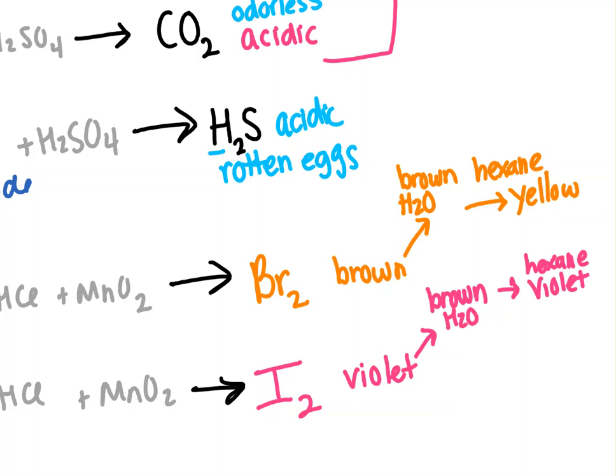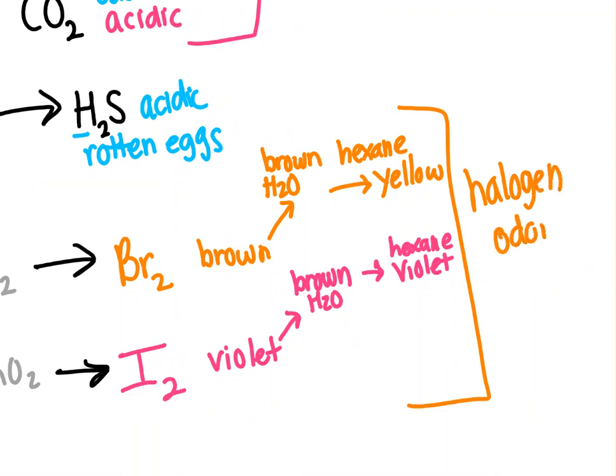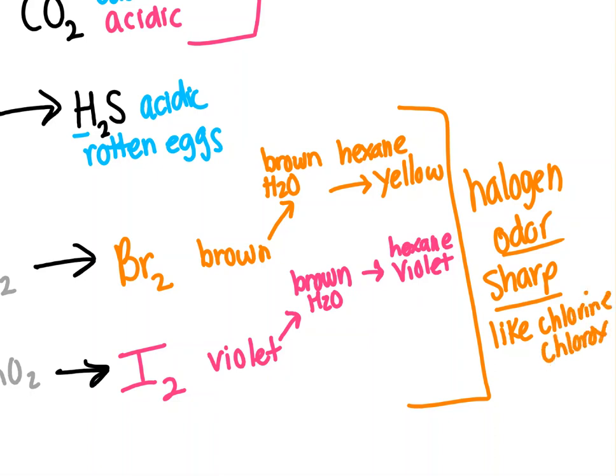And then to know about these two, we say that they have a halogen odor. But that kind of gives away what it is. So we may say they are sharp, or we may say that they smell similar to chlorine or Clorox or a swimming pool, those kinds of things. They do smell very similar to what you think of as chlorine, kind of a metallic smell like chlorine.